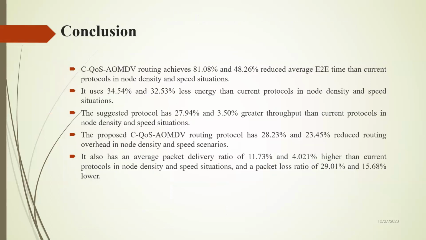And this is the conclusion part. We have the proposed CQoS AOMDB routing protocol achieving 81.08% and 48.26% lower average E2E delay compared to the existing protocols in scenarios involving node density and node speed. It also demonstrates that the average energy consumption is 34.54% and 32.53% lower than the existing protocols in the node density and node speed scenarios.